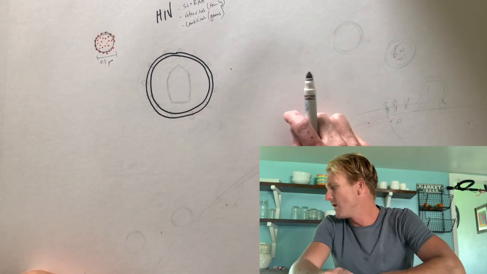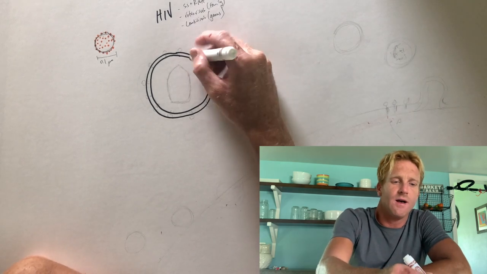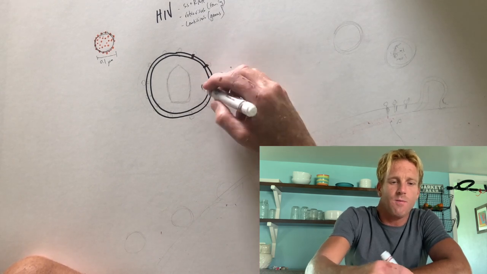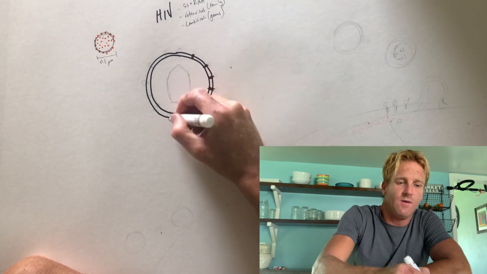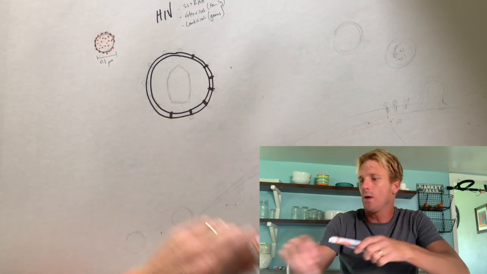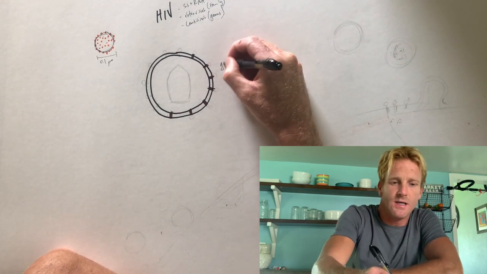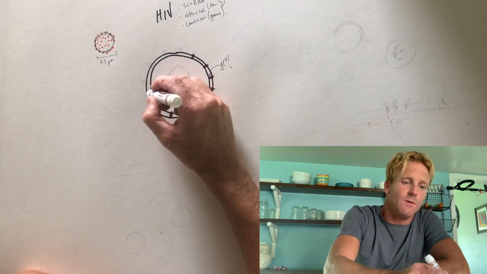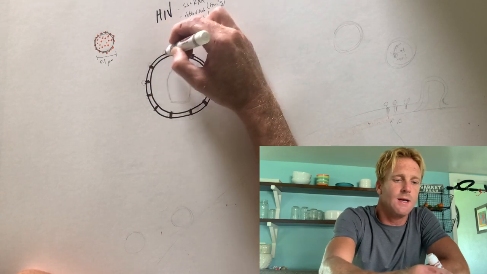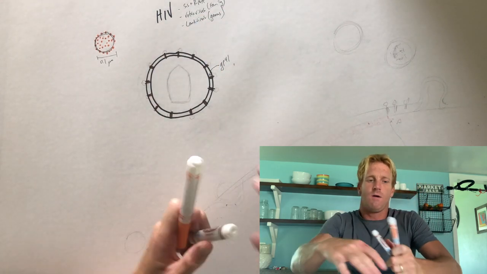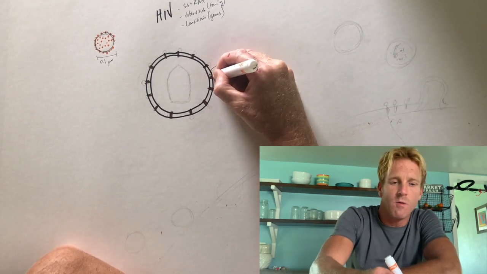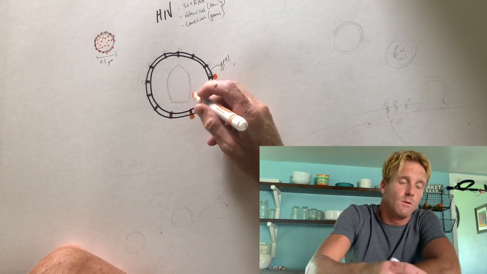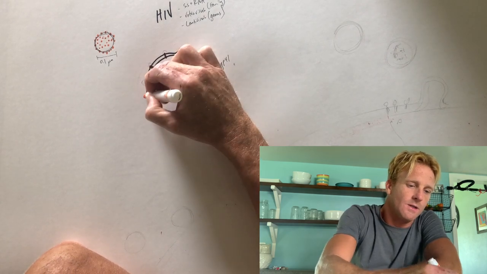These glycoproteins that project out of the envelope exist in two different forms. This brown part, which projects through the envelope, is called GP41. It's a viral glycoprotein which is embedded in the cell membrane like that. And then attached on the outer end of GP41, we're going to have a more spherical protein, GP120. So GP120 is going to be right there.